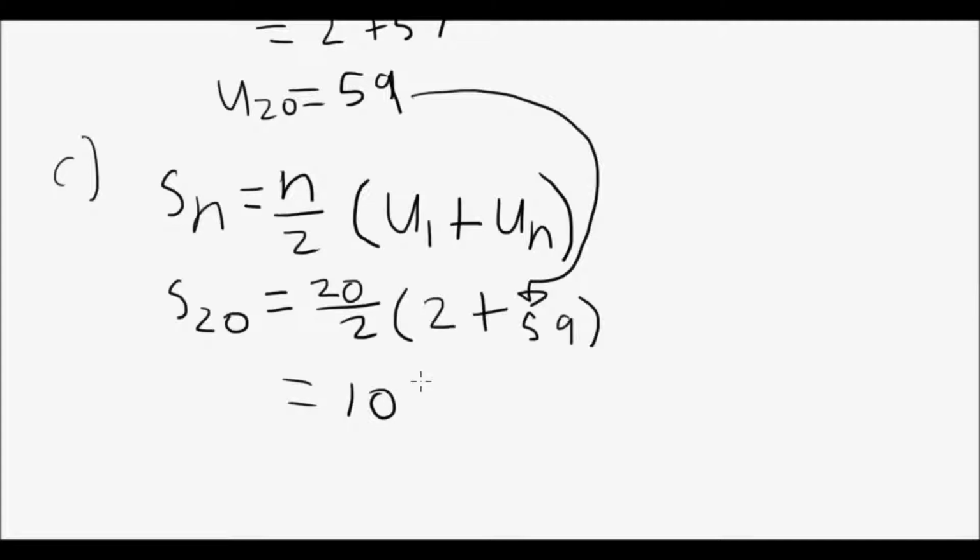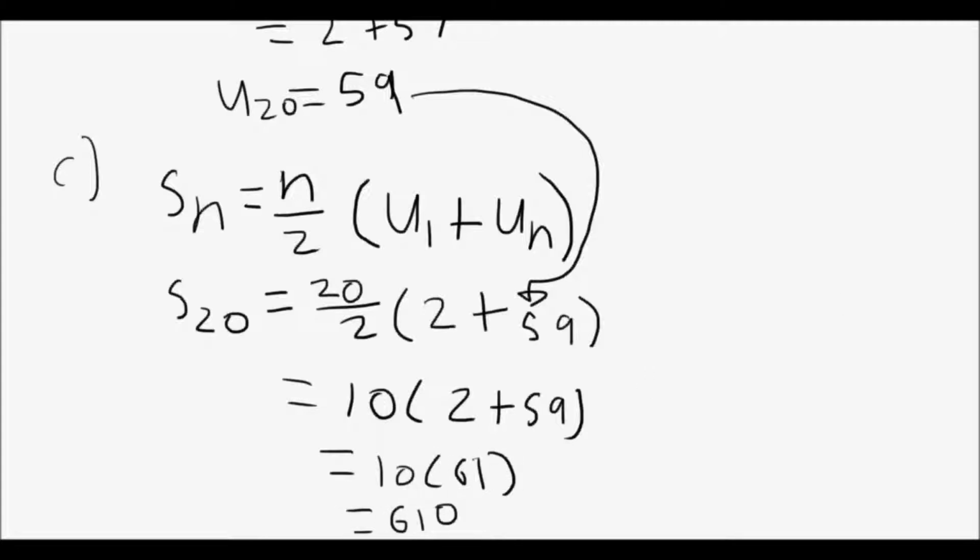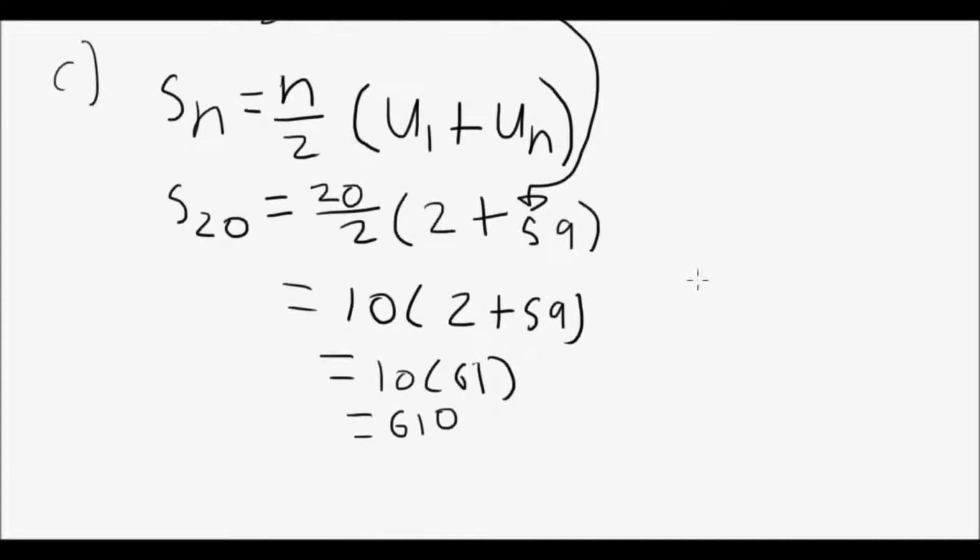And now we'll just simplify. 2 plus 59. And this is going to equal 610. So there we go. We have S of 20, the sum of all the numbers in the sequence until the 20th term is going to equal 610.